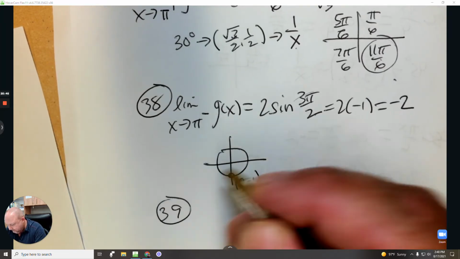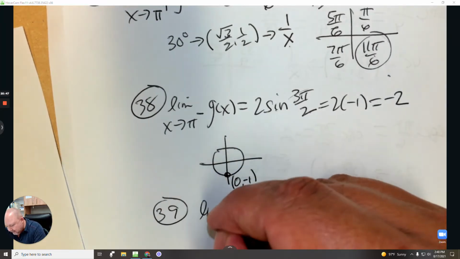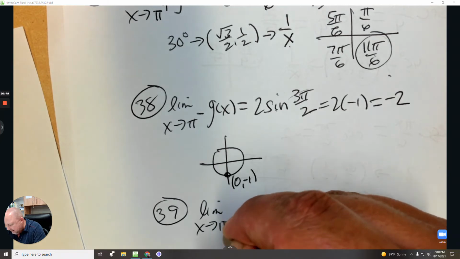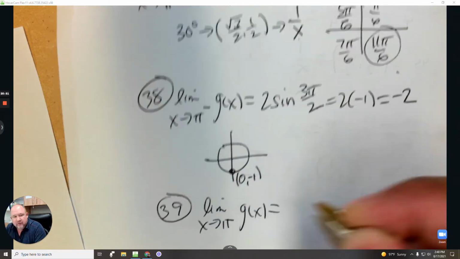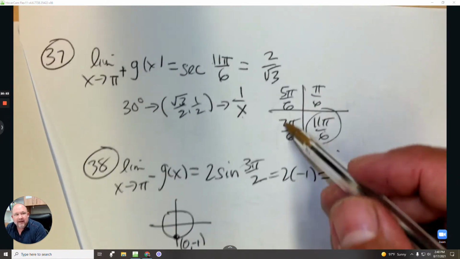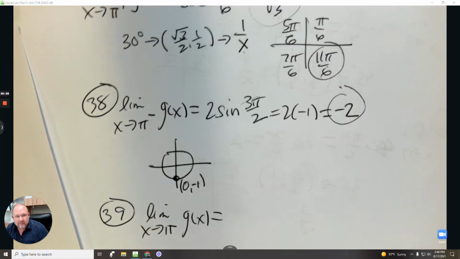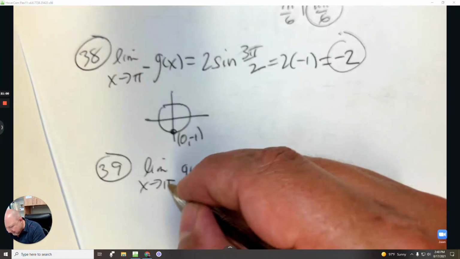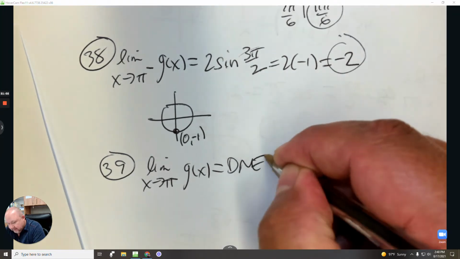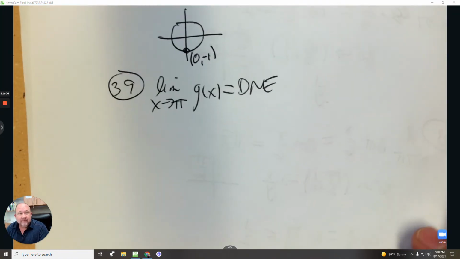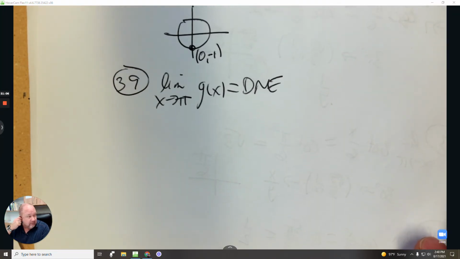Number 39. The limit as x approaches pi of g at x. So now we look at the two answers. One answer was 2 over root 3. The other answer was negative 2. There's a jump. So at pi, the limit does not exist because the left side does not agree with the right side.